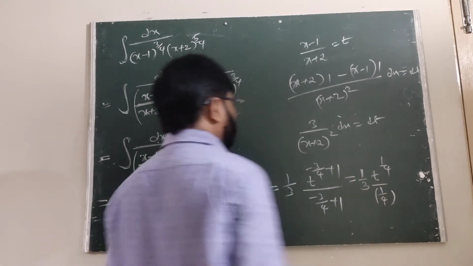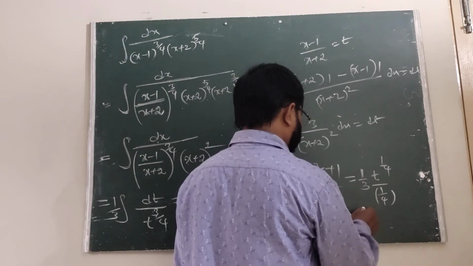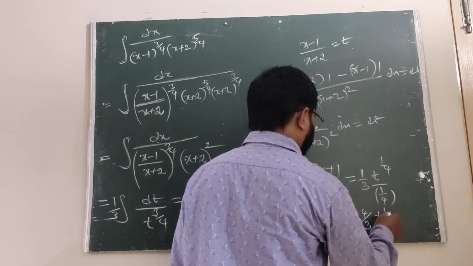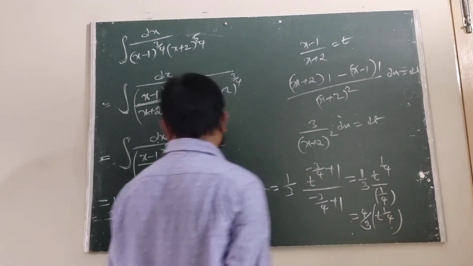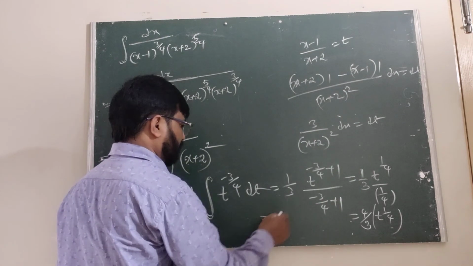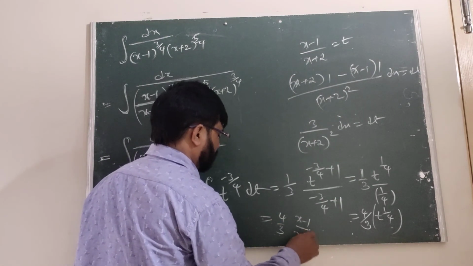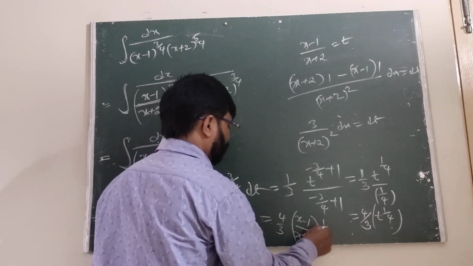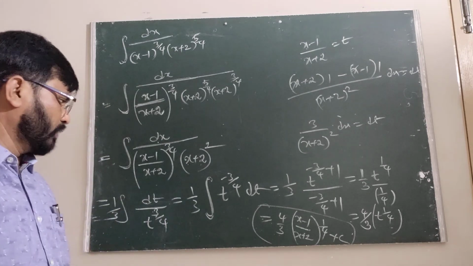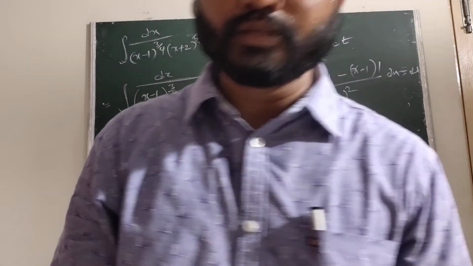Now this 1 by 4 is sent completely to the numerator. Therefore now this is 4 by 3 t power 1 by 4. What is t here? t is x minus 1 by x plus 2. Finally you can write 4 by 3 (x minus 1 upon x plus 2) whole power 1 by 4 plus c. This is the answer. Is it clear?